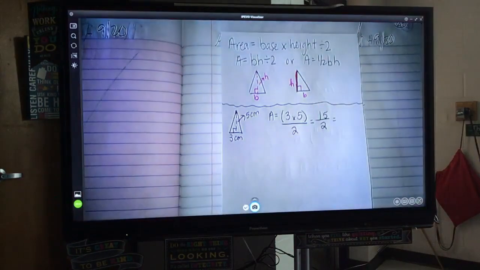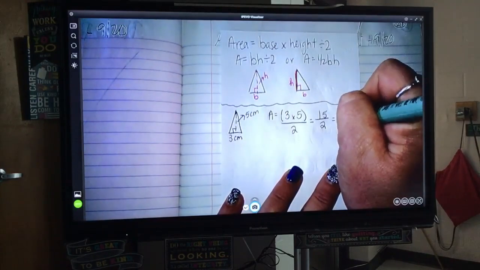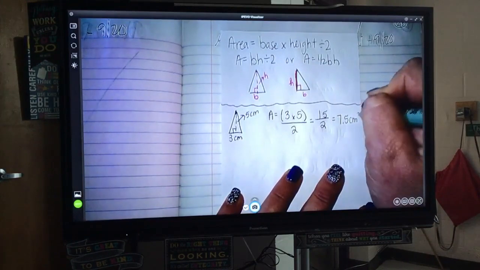And then what is the area of this triangle? Caleb? It'd be 7.5 centimeters squared. Yes.